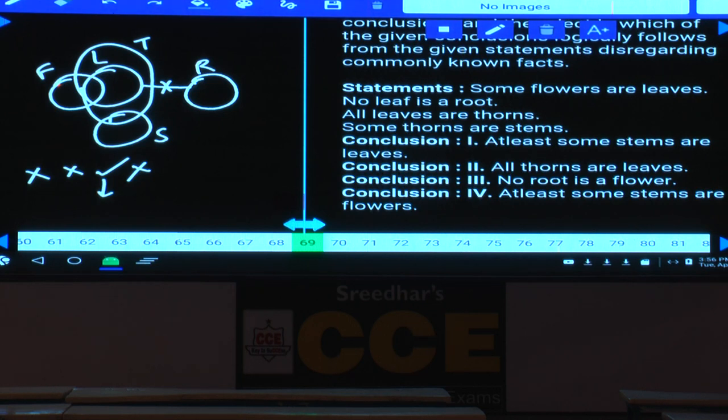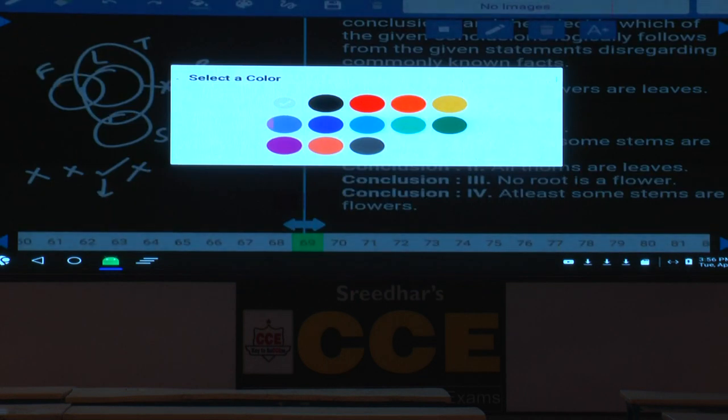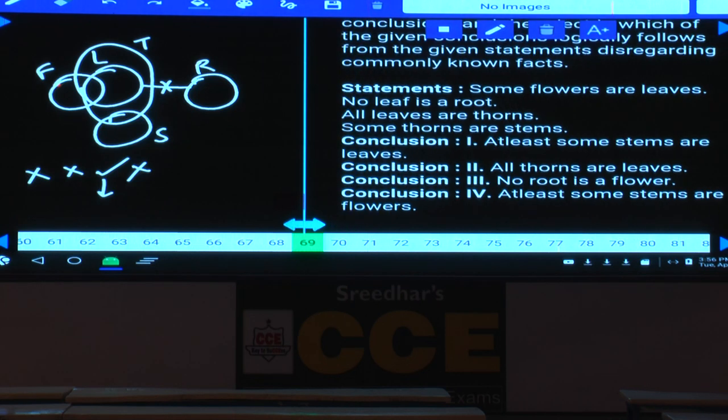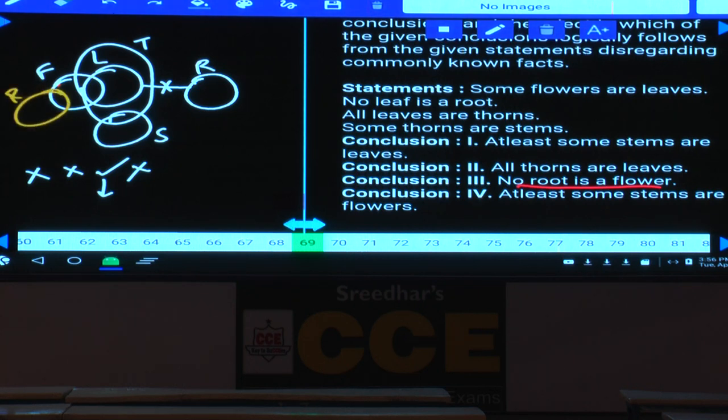And the third one is what? The third one is a negative conclusion. To make this one false, we need to draw an alternate diagram. What is the complementary here? No root is a flower. Now we need to prove some roots are flowers. Some roots are flowers. Tell me whether root and flower can be written like this or not. And this root cannot be intersected with leaf, but it can be intersected with the flower.